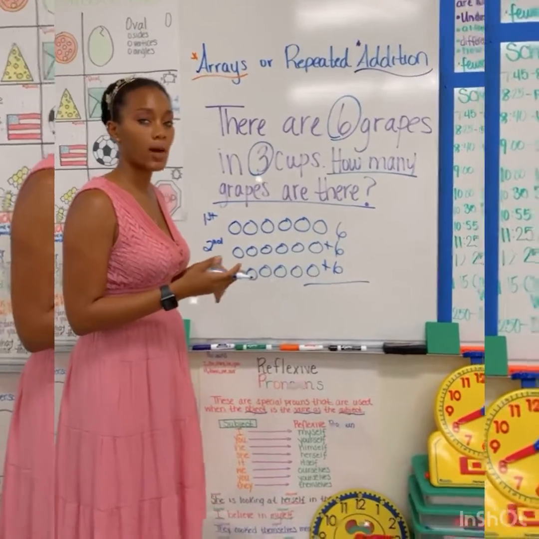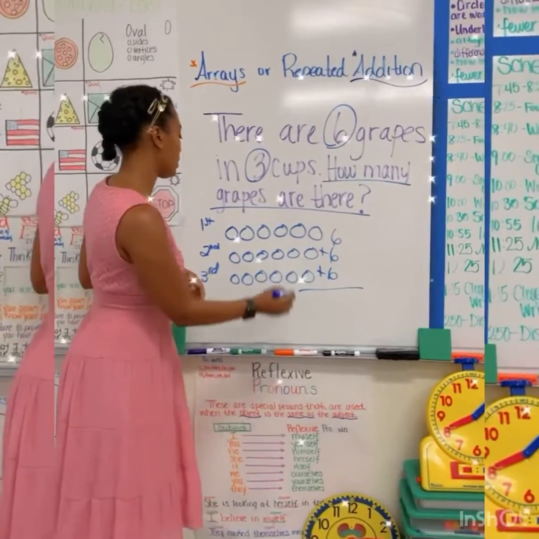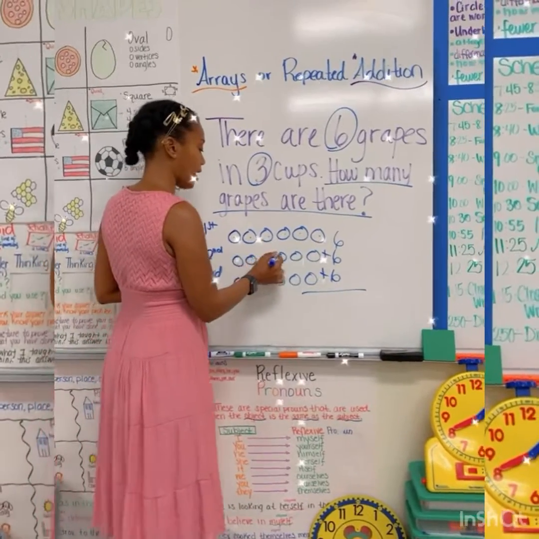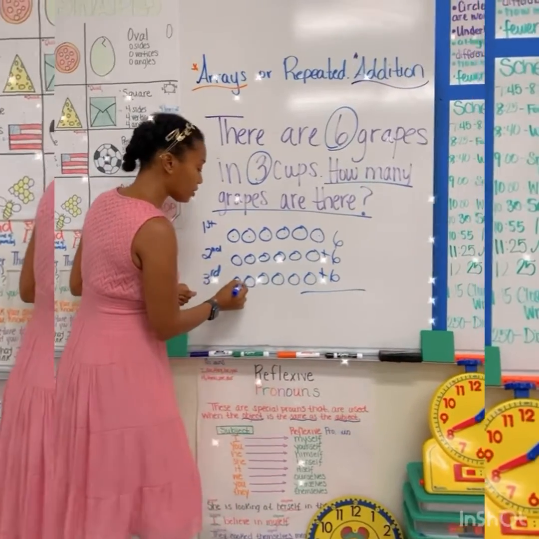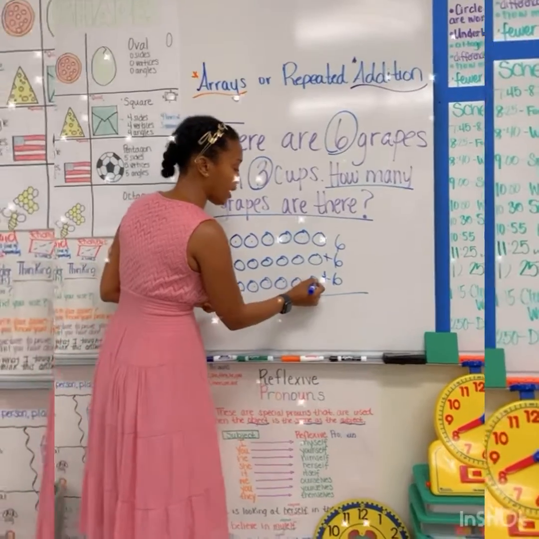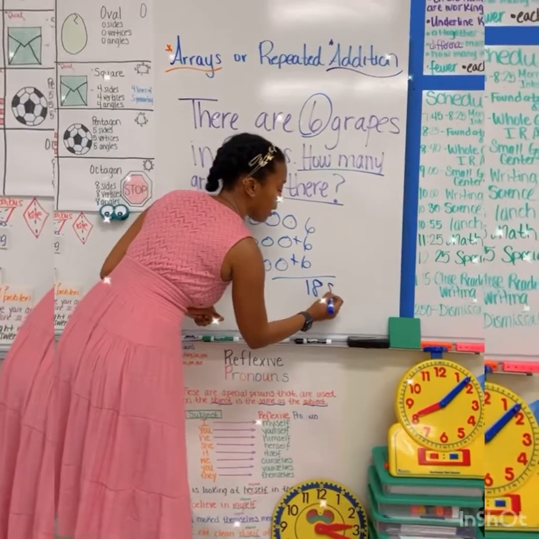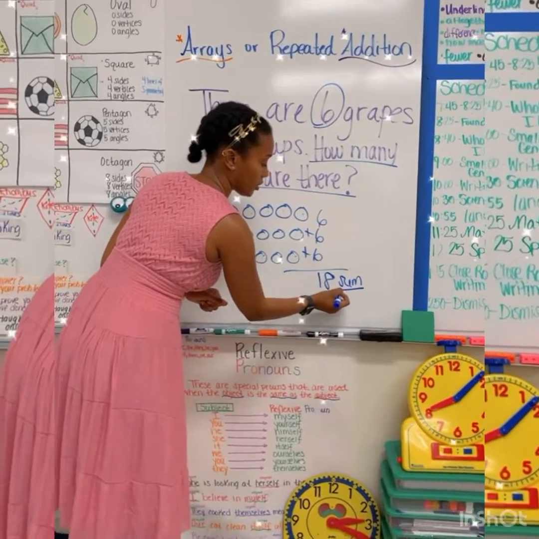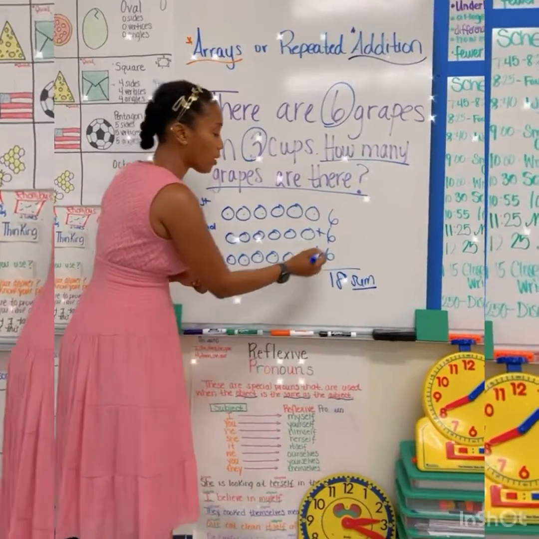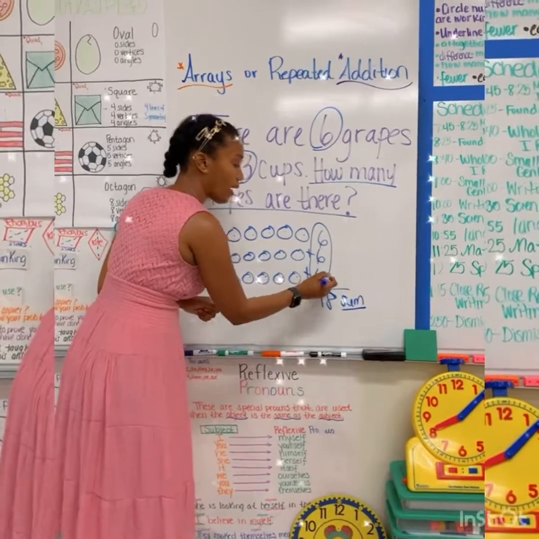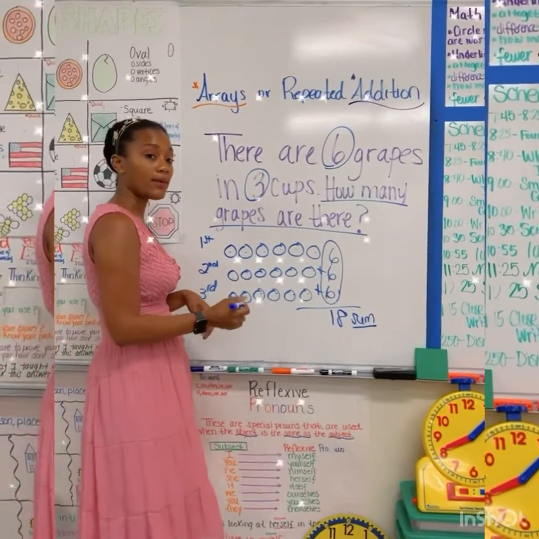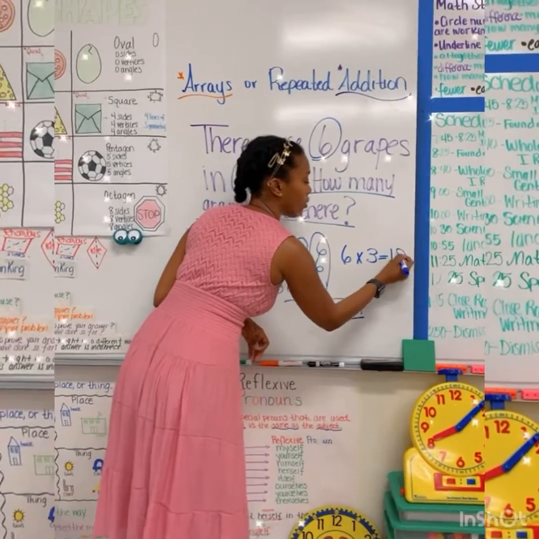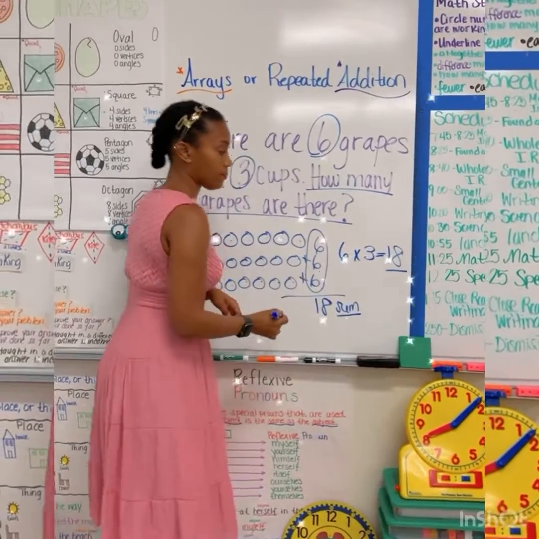Now to find our sum, we can count all of our counters. That's 1, 2, 3, up to 18. So our sum, which as you know is the answer in an addition sentence, or what we call an equation. Another way we can write this is 6 times 3 is equal to 18.